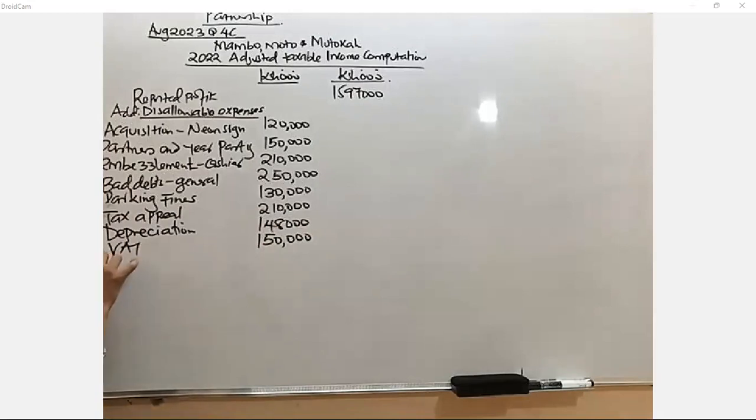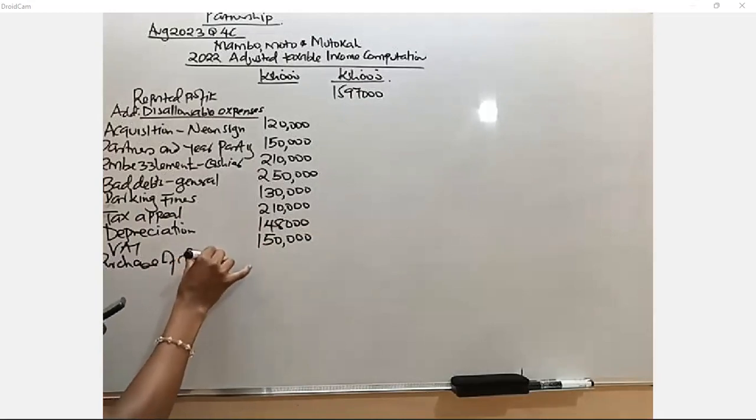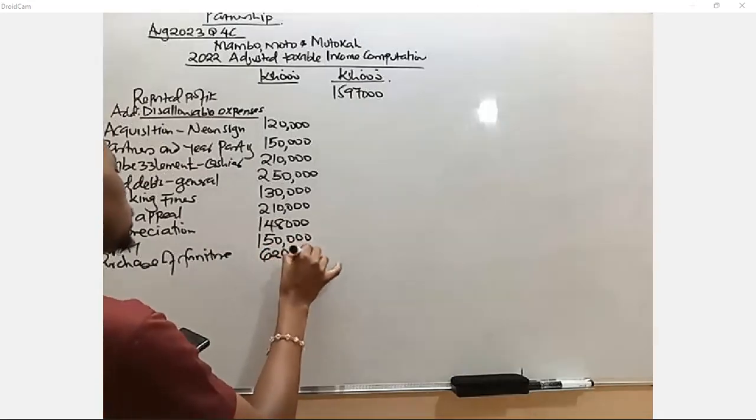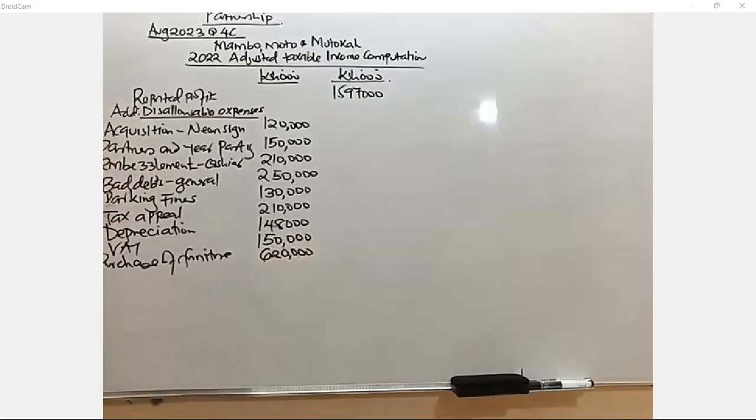We also have bad debts, we have done with them. So we have the purchase of furniture. So how much is the purchase of the furniture? The purchase of the furniture is 620,000. Correct. Then we have salaries and wages and legal fees, we have done with them. Then we have things like goodwill written off.